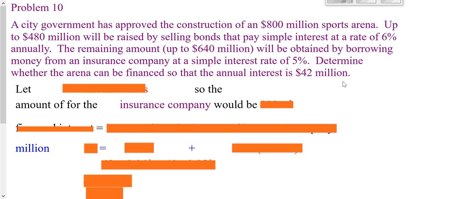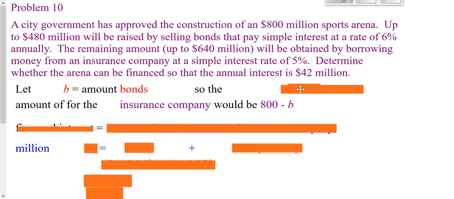Now, there's two things we don't know. We don't know the price of the bonds, and we don't know how much we're putting in with the insurance company. However, it's a total of 800 million. Well, if we let B be the bonds, what we put in for the insurance company is just what's left over. So it would be our 800 minus what we use for the bonds, or 800 minus B.